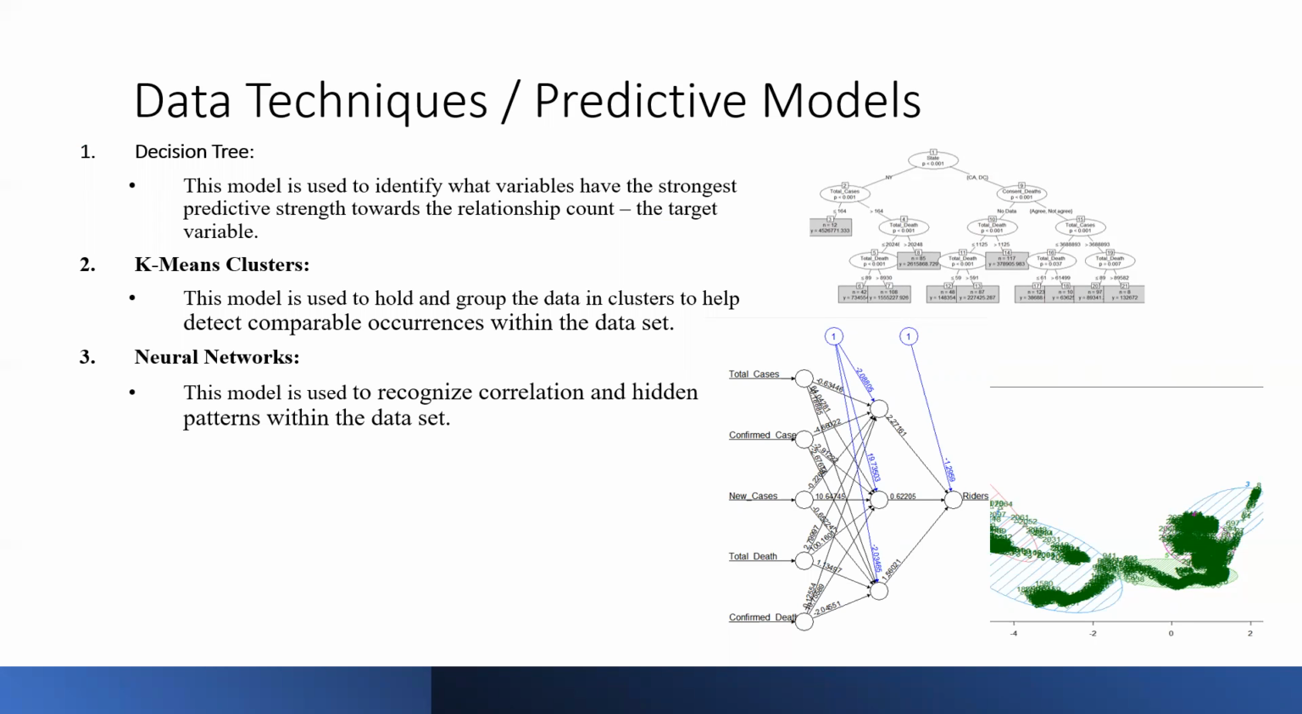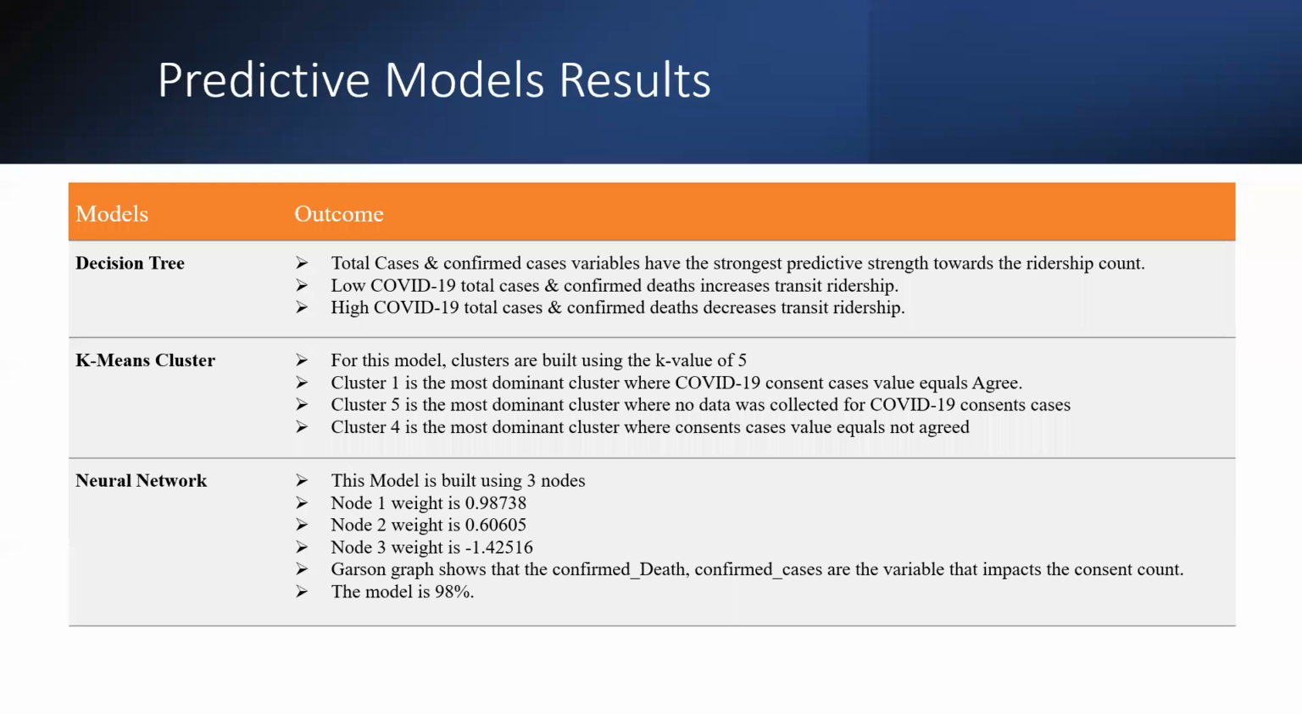And then the second model is the k-means cluster. What this model does is it groups the data in clusters to help find similar occurrences within the data set. And then my final predictive model is the neural networks. The neural networks help me recognize correlation and hidden patterns within the data set. And then here are the results from my predictive models.